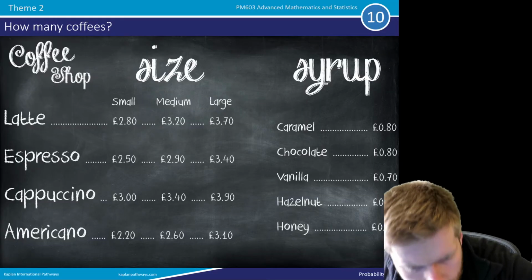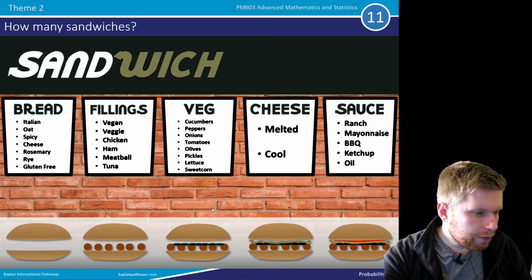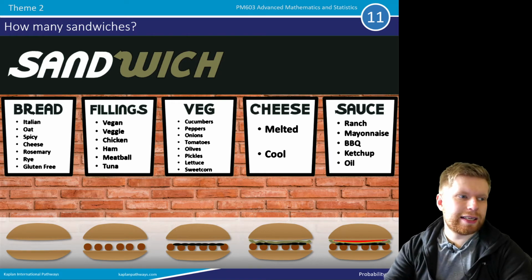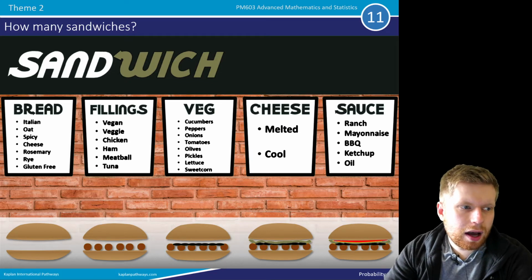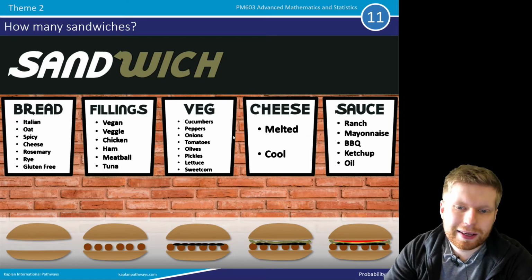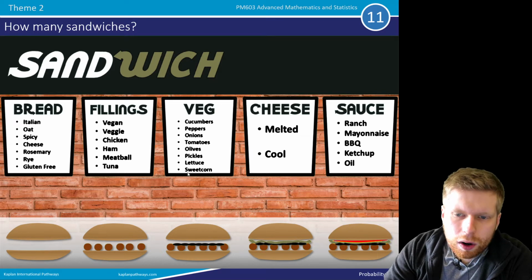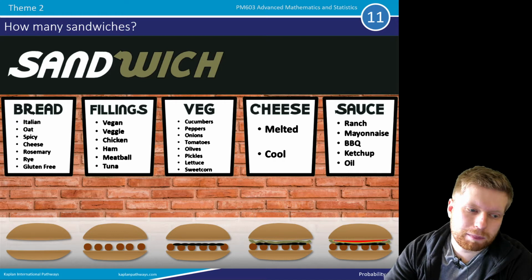Okay, so similar kind of thing then, let's have a look at this example. Let's suppose we have a sandwich, okay? And you've probably seen these kinds of menus before. So you need to order a sandwich, you need to choose a bread, a filling, veg, cheese, and then sauce. And you have to choose one of each, okay? So with no skipping. If you don't want the veg, you have to choose a veg, all right? So you have to choose one bread, one filling, one veg, what type of cheese you want, so either melted or cool, and then one sauce as well, okay? So how many different possible ways are there of making an order in this shop?